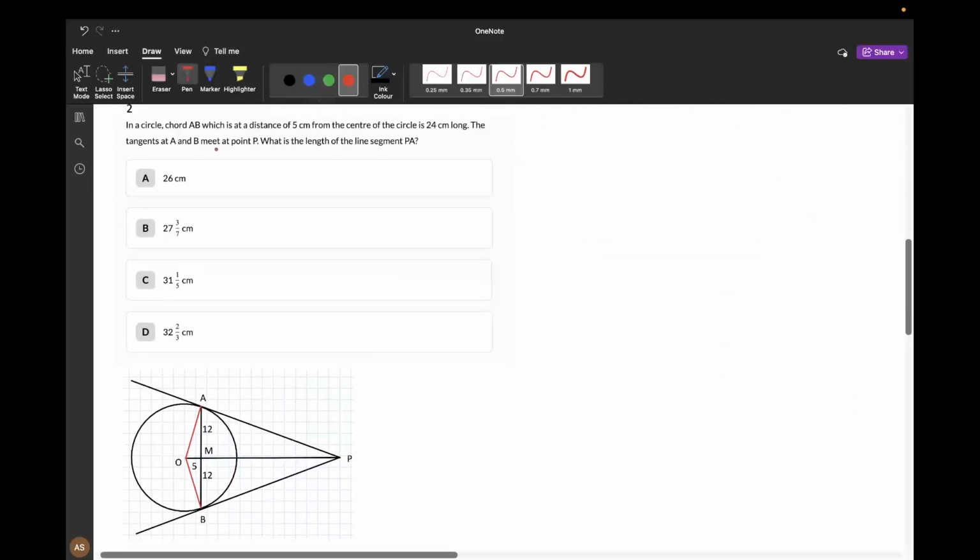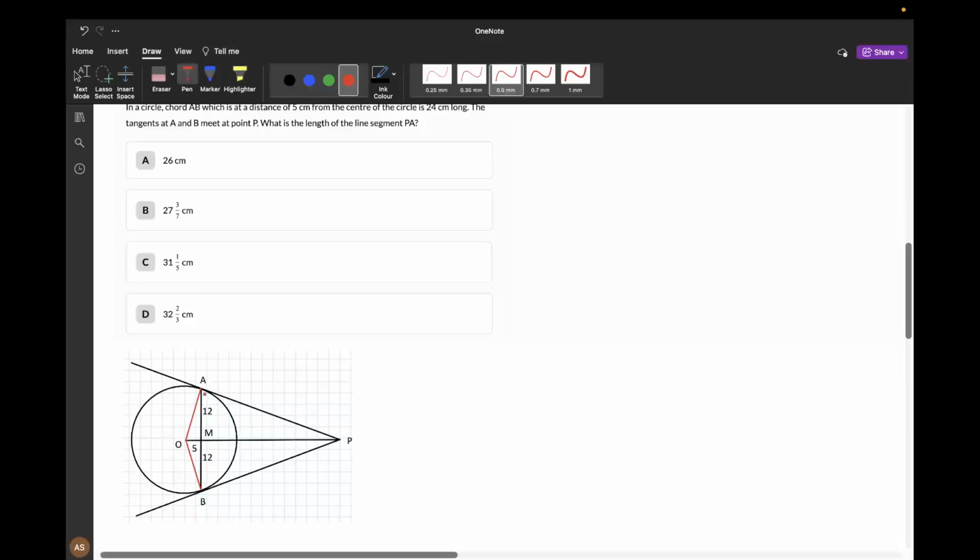In a circle, chord AB, which is at a distance of 5 centimeters from the center of the circle, is 24 centimeters long. So I have the diagram for you guys. The chord is 24 centimeters long and it is 5 centimeters away from the center. So we can easily see the radius of the circle is the hypotenuse of this triangle AMO, with AM being the perpendicular and MO being the base. And 5, 12, 13 is a Pythagorean triplet. So we know the radius of the circle is 13.